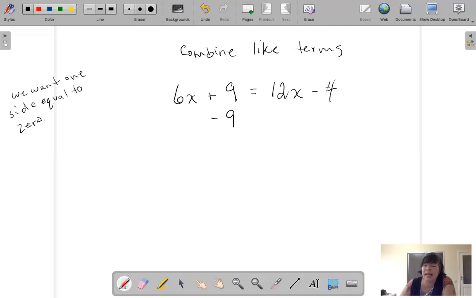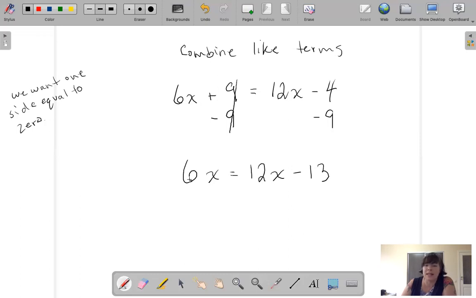So I look at my like terms. The like term here is 4. So now, what is -4 minus 9? -4 minus 9 is -13. So I've got 6x equals 12x minus 13.